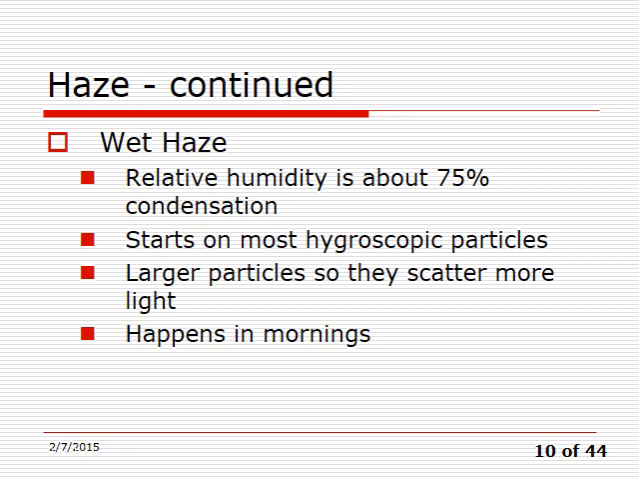So there's also a wet haze. Basically the difference between a dry haze and a wet haze is that these dry particles that were in the atmosphere have allowed water vapor to condense on them, and they're usually hygroscopic particles. And as these particles get larger, they can scatter more light. It usually happens in the morning. Here is a picture of some wet haze.